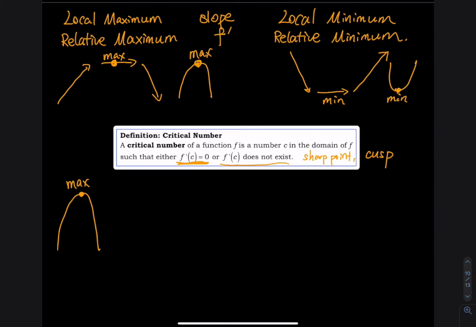What about a sharp point? You can think about the graph of an upside down absolute value, something like that. This is a sharp point, and this is also a max. So we have increasing, then a sharp point, and then decreasing. We have a max. What about a cusp? A cusp looks like this. So we have this and this.